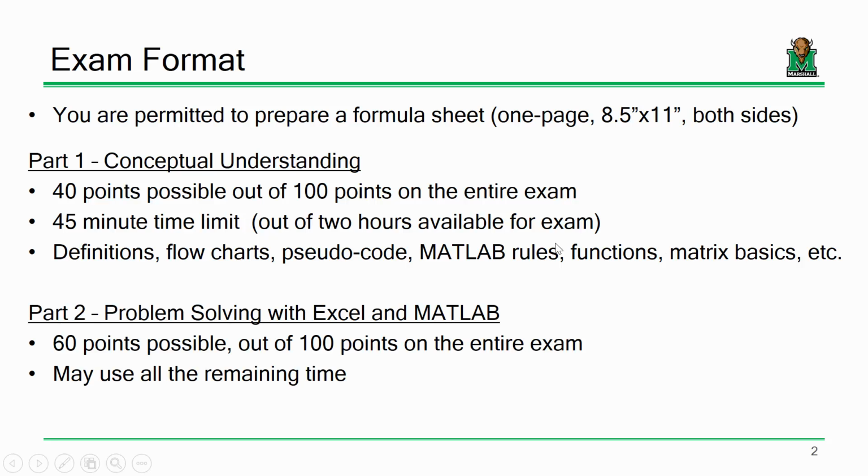The second part of the exam is related to problem solving, both Excel and MATLAB. So it's 60% of the test, and so you can use more than 45 minutes. You can use all the remaining time. At a minimum, you'll have an hour and 15 minutes to work on part 2, but if you get part 1 done even faster, then you can use all the remaining time during the 2-hour period for part 2 of the test.